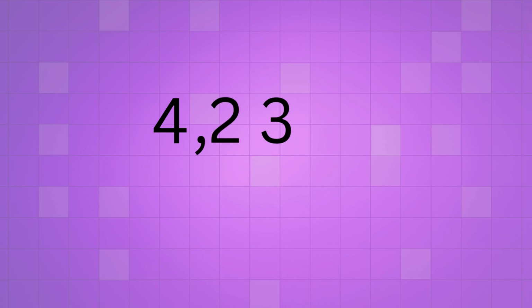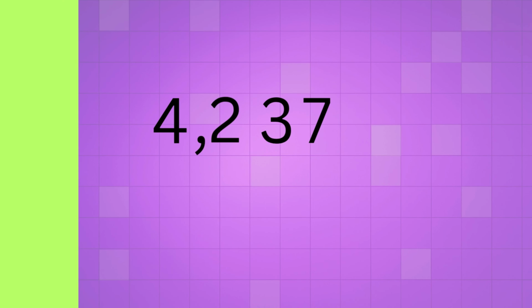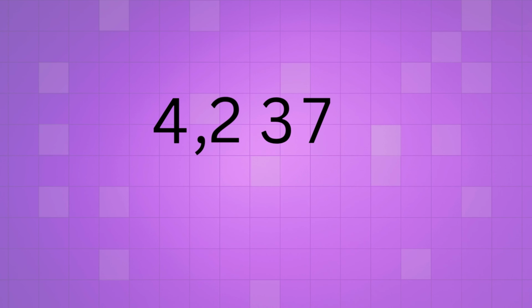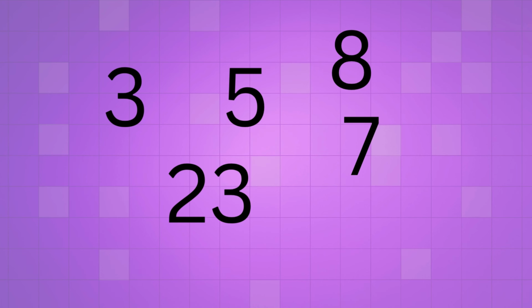So next time you see a number like 4237, you'll know exactly what each digit means because you understand the power of place value. Keep exploring, keep counting, and keep asking questions because math is not just about numbers, it's about understanding how they work.